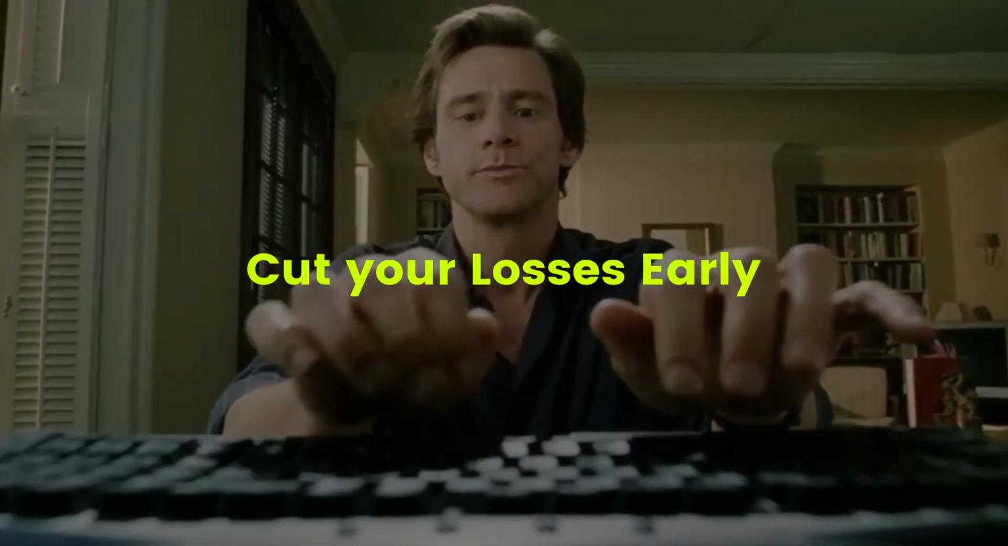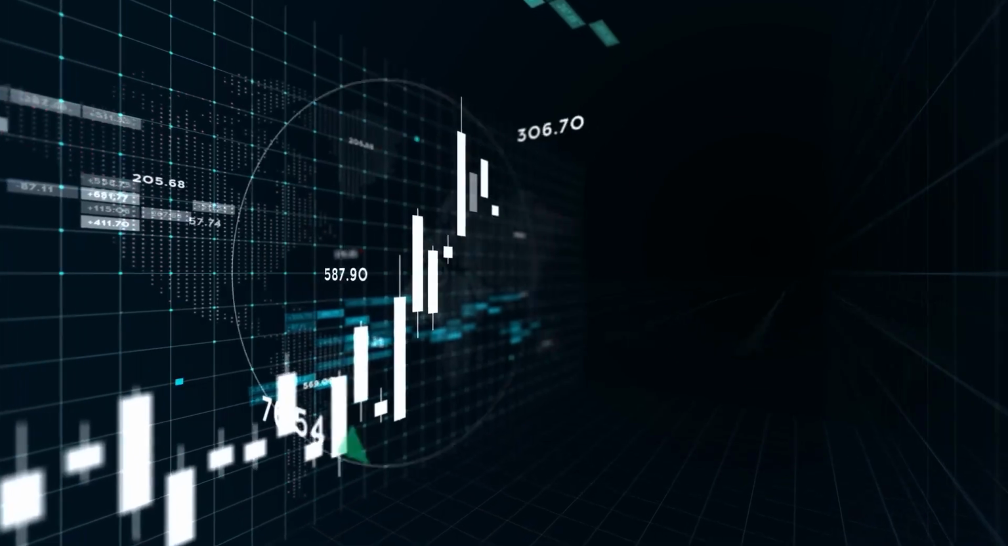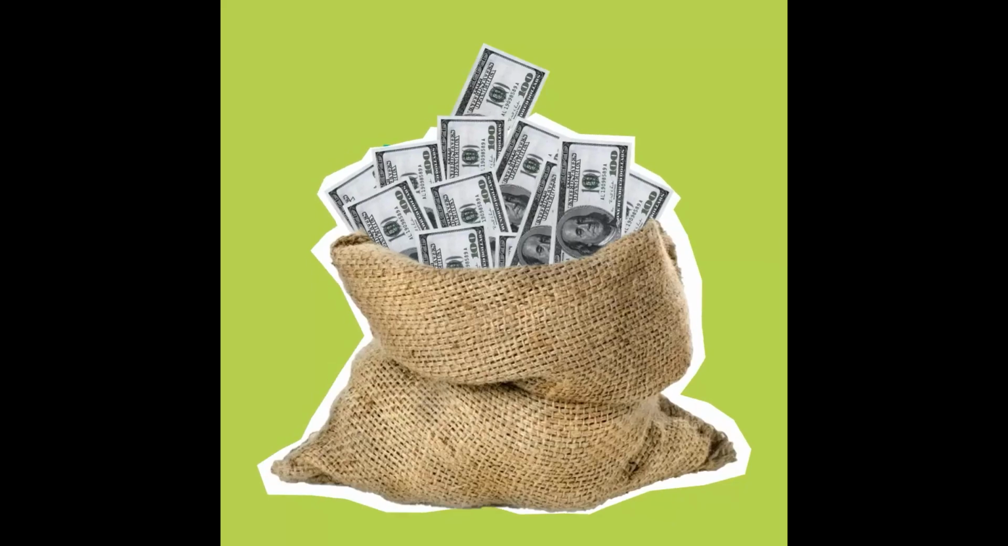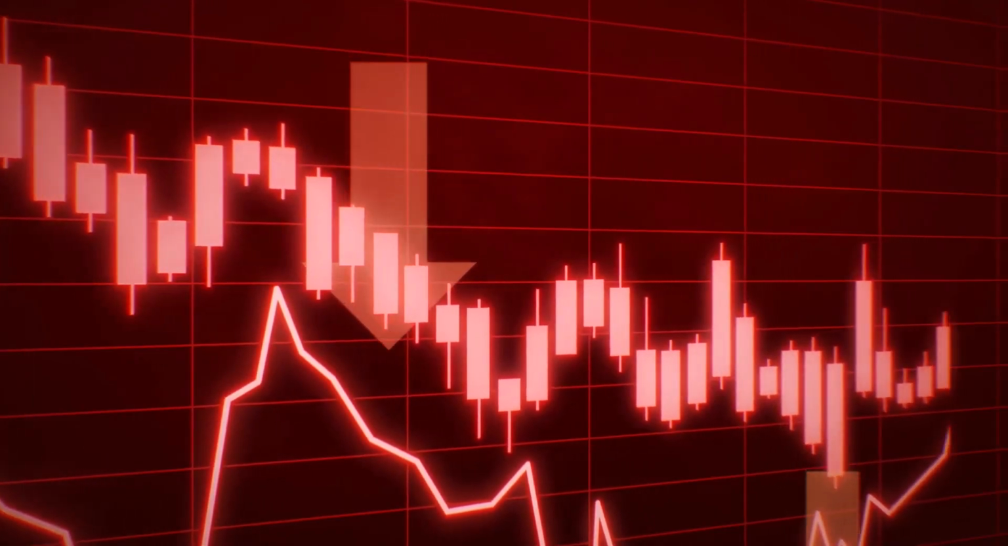Number 4, cut your losses early. Might seem a very cliche advice, but if you are in a winning trade, then only add to your trade. However, don't add to your losers and try to cut them early.